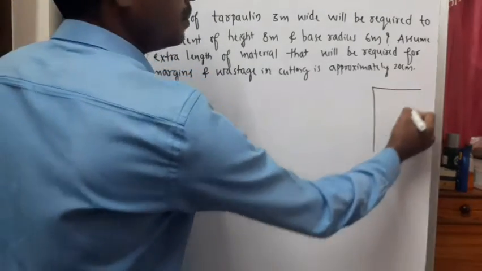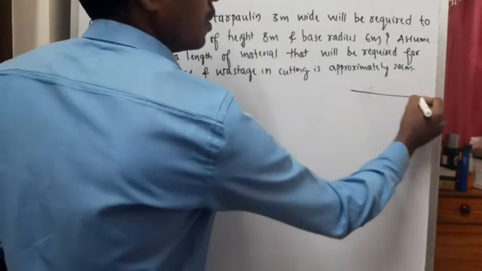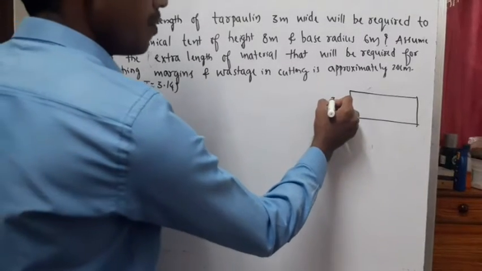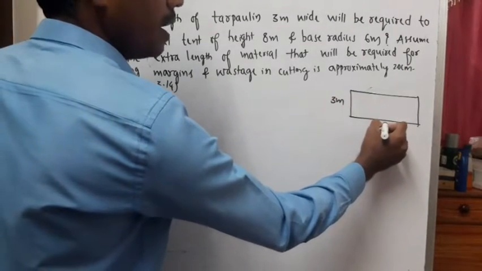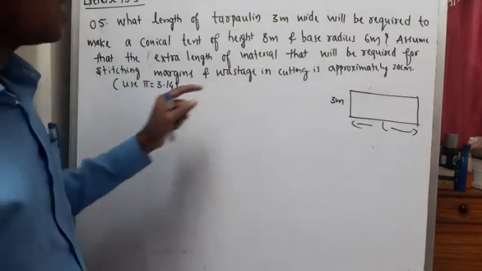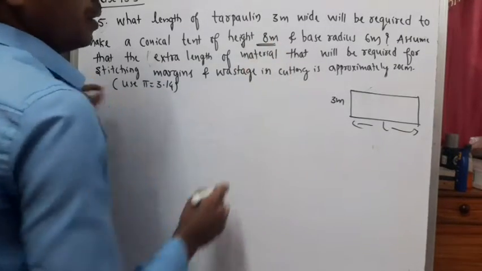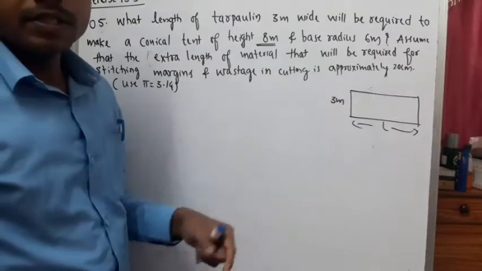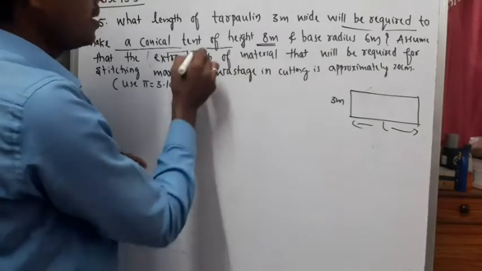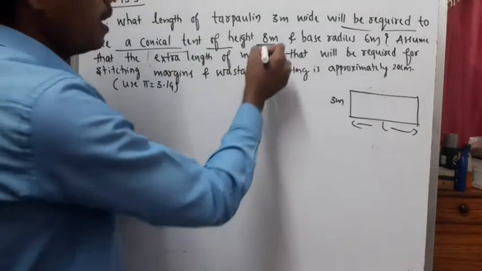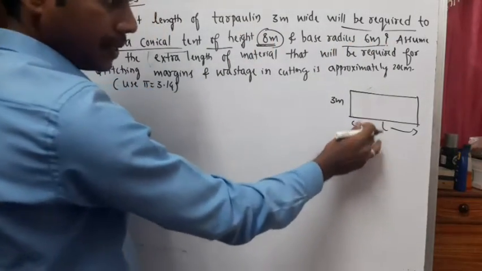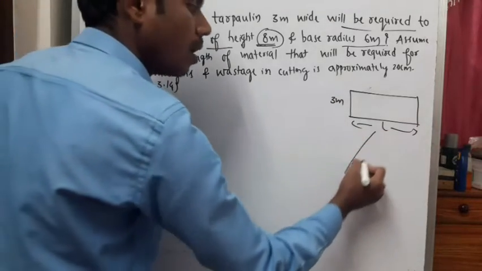See, so there is a tarpaulin. They have given the width of the tarpaulin, that is 3 meter wide. They asked us to calculate the length. Using this, they are going to make a conical tent which is of height 8 meter and base radius 6 meter. So using this particular tarpaulin, they are going to make a conical tent.